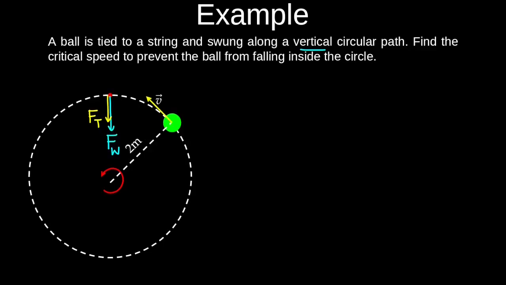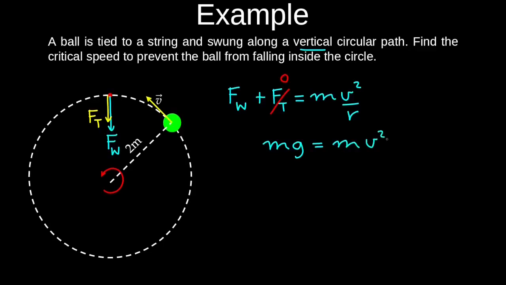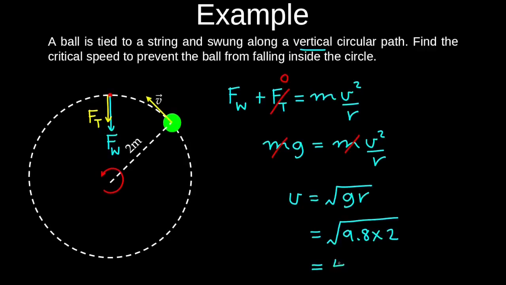And applying Newton's second law, we have the force of weight plus the tensile force is equal to the mass of the ball by the centripetal acceleration. And when the tension in the string is 0, we have the force of weight, which is the mass by the gravitational acceleration, is equal to mv squared on r. And the masses cancel, so we get v is equal to root gr. And calculating this out, we obtain 4.4 meters per second.